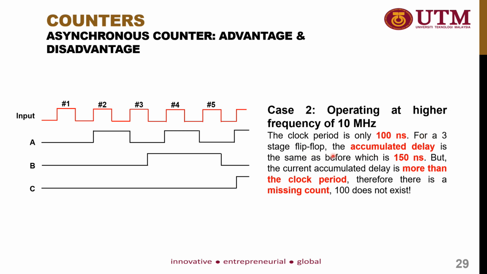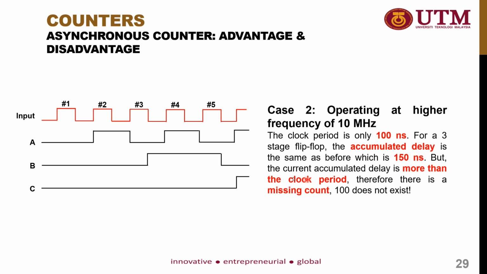For a 3-stage flip-flop, the accumulated delay is the same as before, which is 150 nanoseconds. But the accumulated delay is now more than the clock period, because in this case the clock period is 100 nanoseconds, while the accumulated delay for the 3-stage flip-flop is 150 nanoseconds. So it is greater than the clock period. Therefore, there is a missing count. In this example, the count of 100 does not exist.